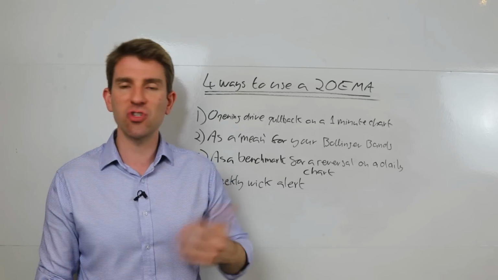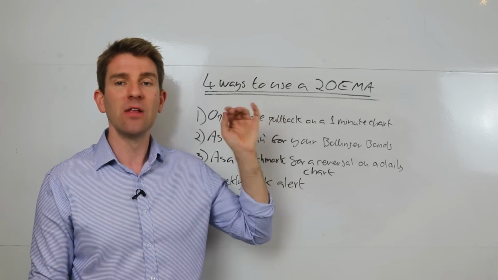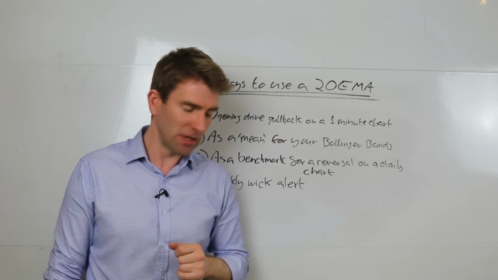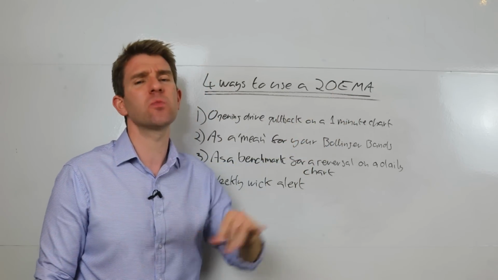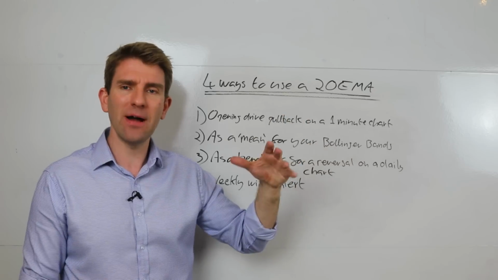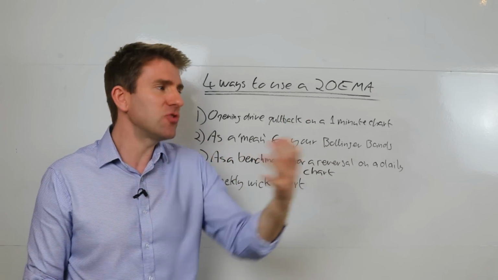10, 50, 100, 200 is all very, very common, but the 20 seems to get a lot of love, and I like it as well. And specifically I like the EMA, because the exponential gives a little more weighting to price nearby, which for me, I just feel is better.